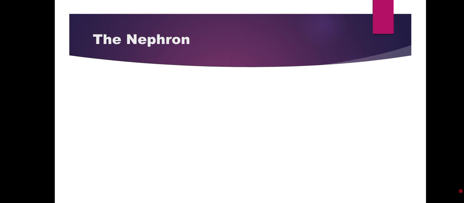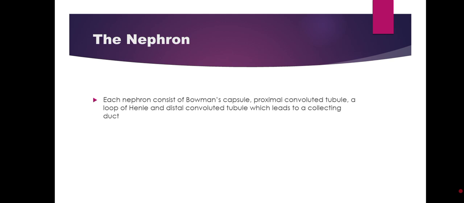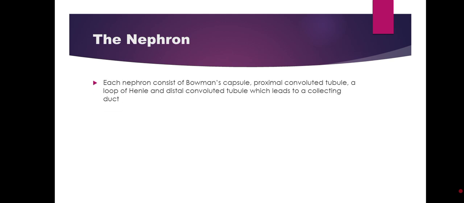function, right? So each nephron consists of a cup-shaped Bowman's capsule, a coiled proximal convoluted tubule, a loop of Henle, and a coiled distal convoluted tubule, which leads to a collecting duct. Now, the structures that I've mentioned, we will be going through in this video, right?